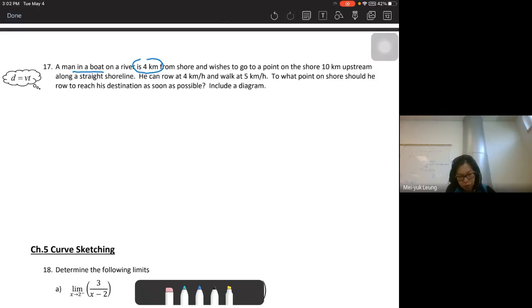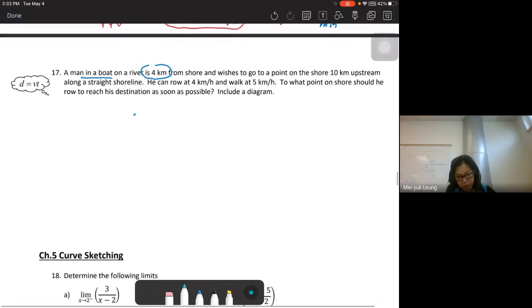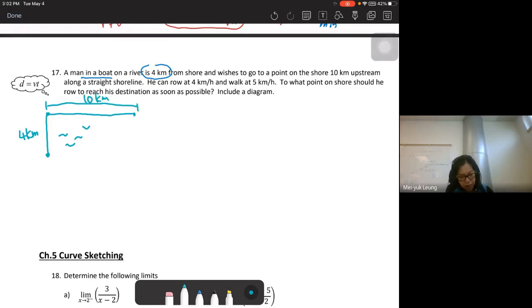So let me draw the shoreline. Let's say from this point, the man in the boat is here. So this is 4 kilometers. This is the river. And then from here to here is 10 kilometers. So this is the man in the boat.